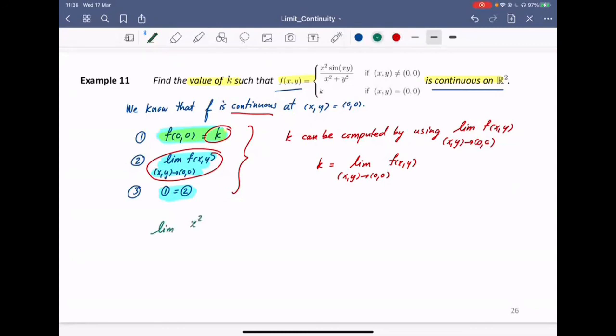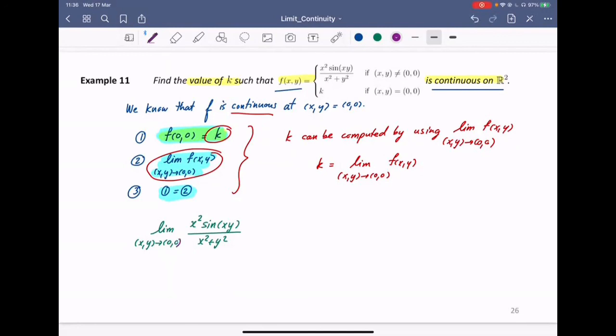All right, so let's look at the limit. This limit is not easy: x squared times sine xy over x squared plus y squared, as (x, y) goes to (0, 0). All right, what should we do? First of all, I'm going to do the same thing as before. I'm going to just try plugging in 0. Of course, I get 0 over 0. No good.